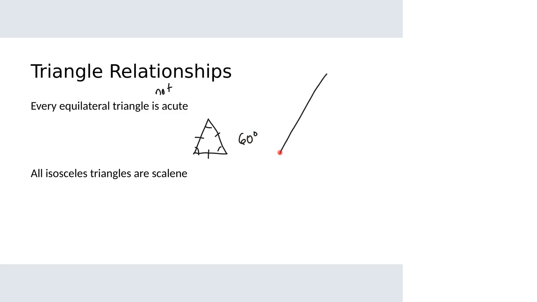All right, let me draw a bigger equilateral triangle. Wait a minute here. Every time I draw an equilateral triangle, all the angles are the same, which means all the angles are 60. Every equilateral triangle I draw has to be acute because all the angles are less than 90. Okay, every equilateral triangle is acute. That is true.